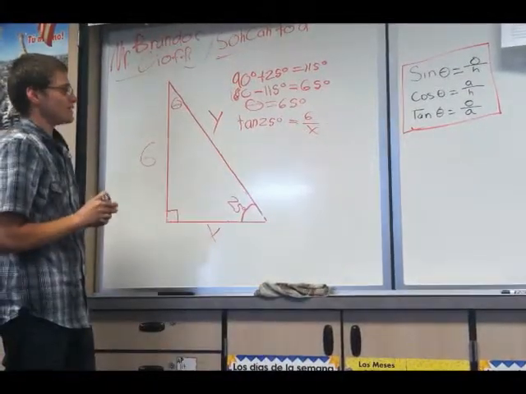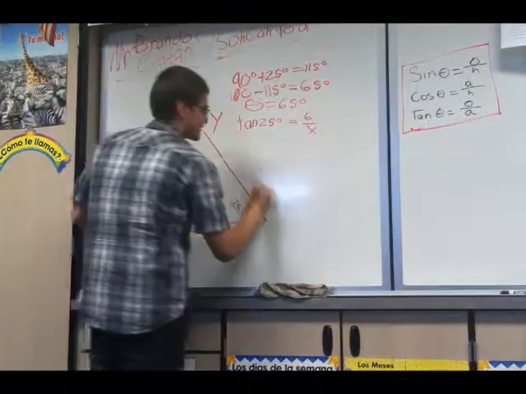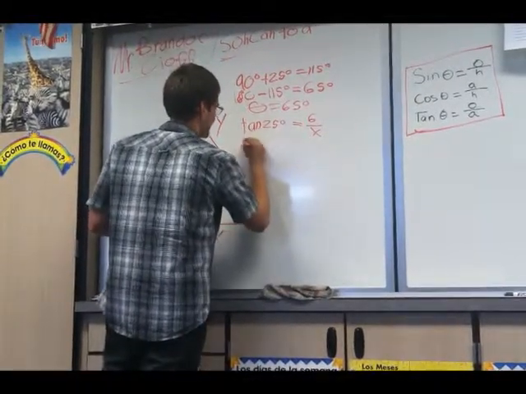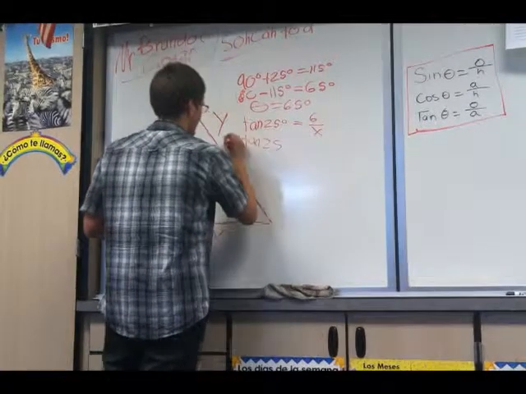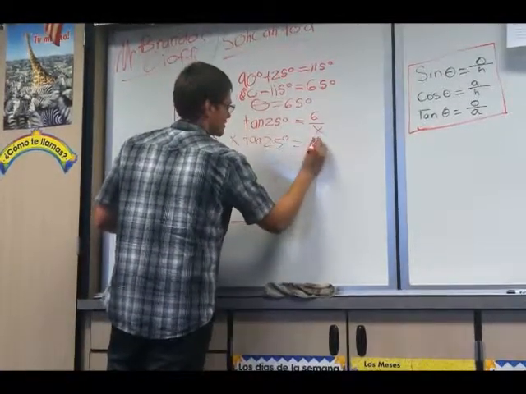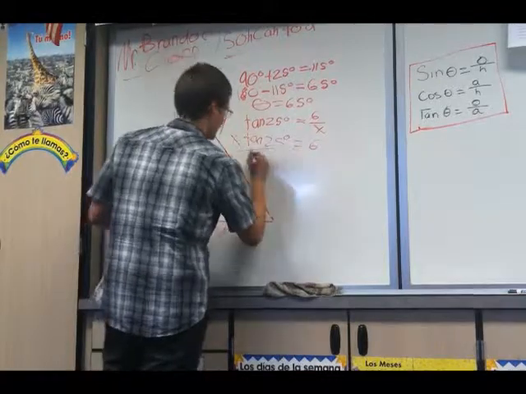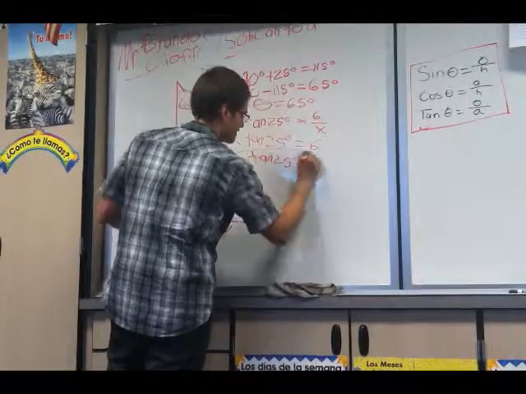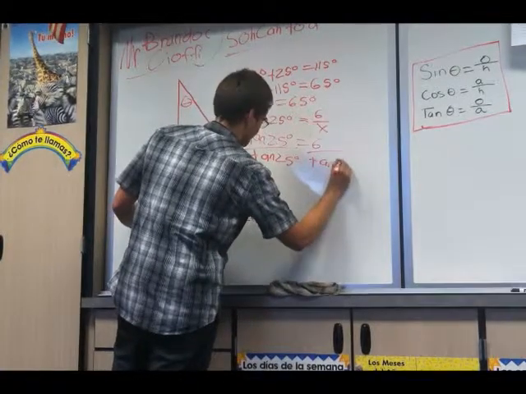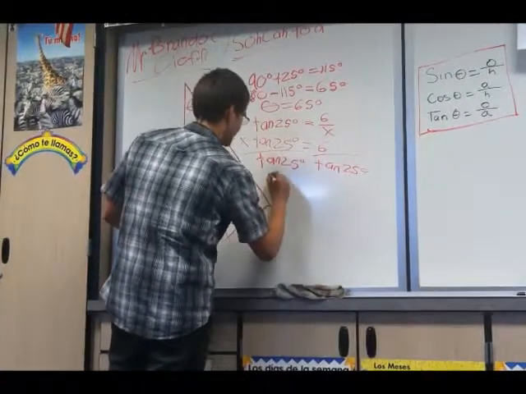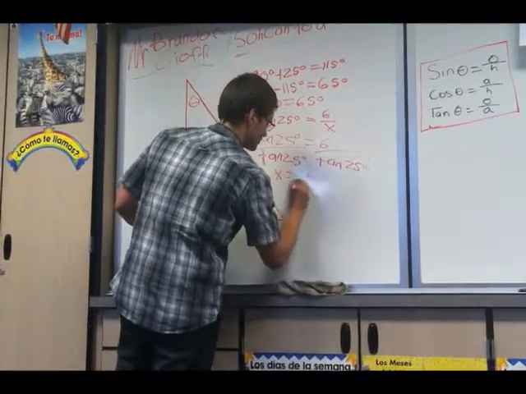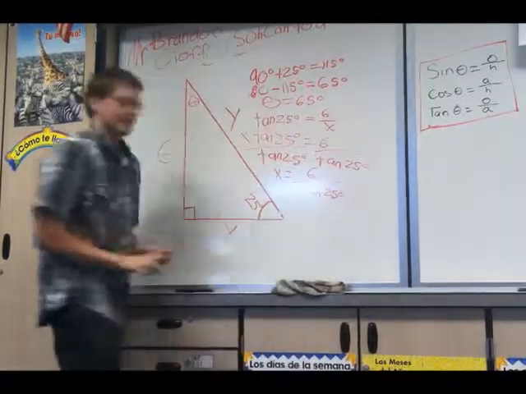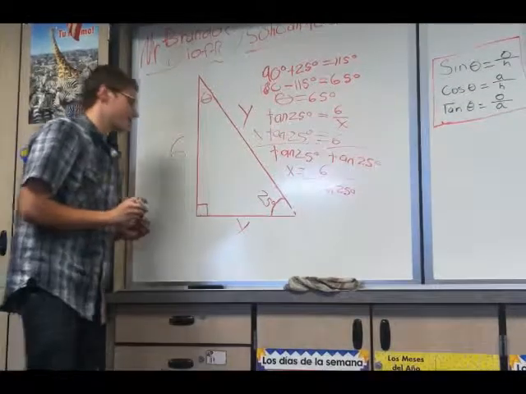Okay? Then you need to solve for x, and in order to do that, you can multiply by x, so you get tan 25 x equals 6, then divide by tangent of 25 degrees on both sides, and then you get x equals 6 over tan 25 degrees. So that is x, alright?